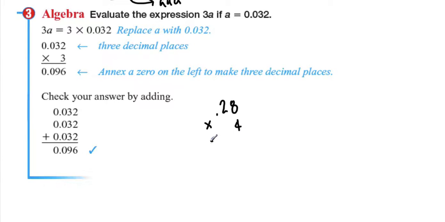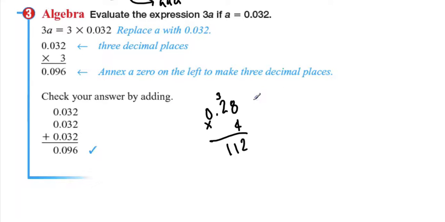Now you can either put the 0 before a decimal or not, it doesn't really matter. So let's multiply 0.28 times 4. First things first, let's multiply them as if they're whole numbers. 8 times 4 is 32, carry 3. 4 times 2 is 8, plus 3 is 11. So 28 times 4 is 112.